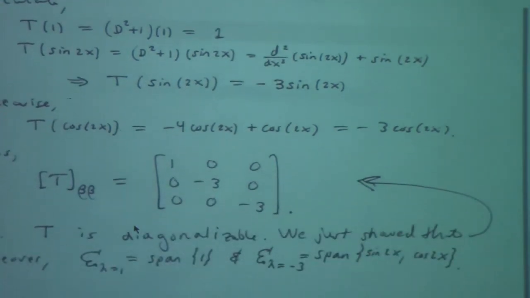So the matrix is that with respect to the basis, which is essentially given, right? And so is it diagonalizable? Yes, we just did that. So, yep. And what are the eigenspaces? This is the eigen 1 space, and there's the eigen minus 3 space. That's pretty much it.